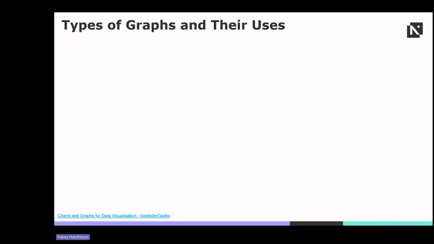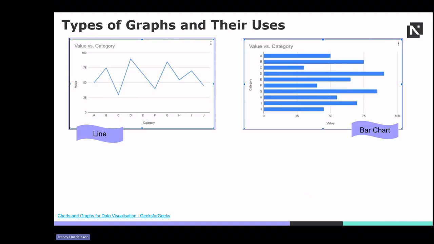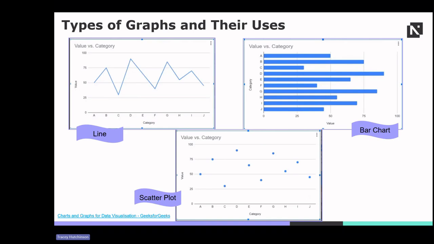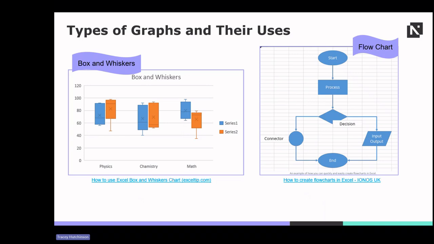There are several types of graph, each serving a unique purpose. Line graphs are excellent for showing trends over time. Bar charts compare different groups. Scatter plots highlight relationships between variables. Box and whisker plots display data distribution. And flowcharts illustrate processes.